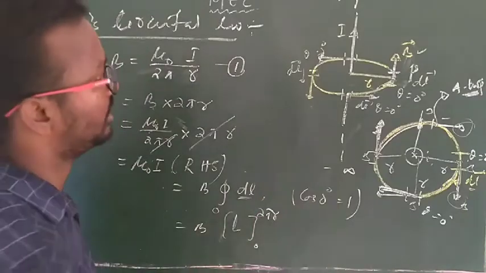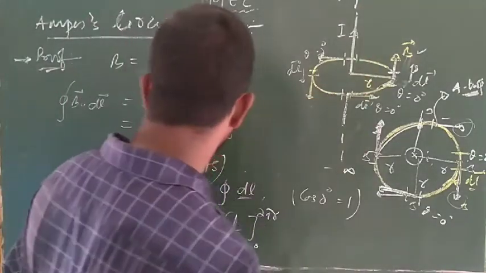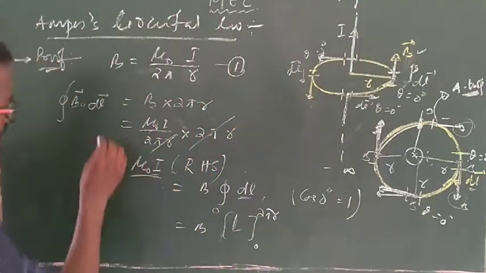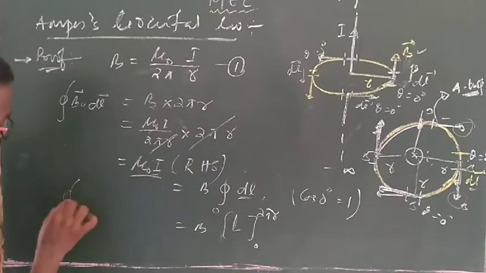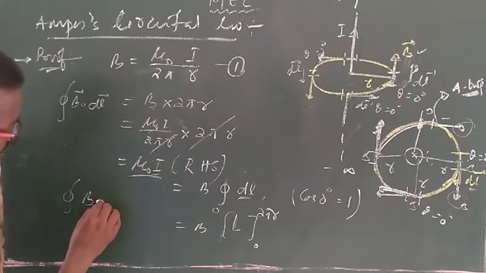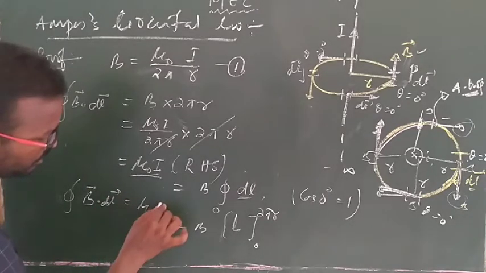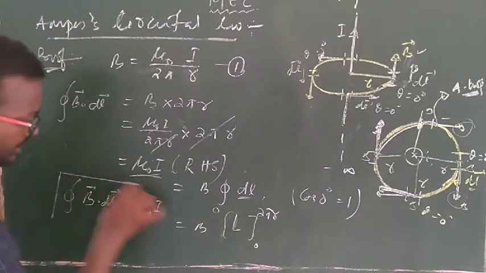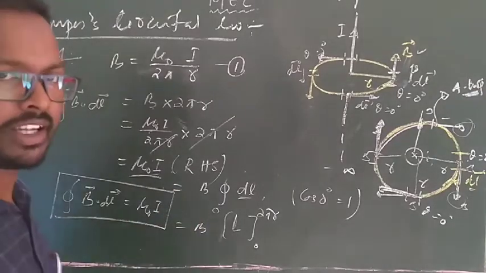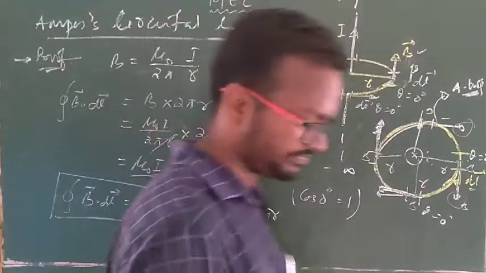Because this is the current which is inside the Amperian loop, there is only one current, with the direction of current in this way. So this is mu naught I, the RHS, which proves the Ampere circuital law, B dot DL equal to mu naught I, the mathematical formula of Ampere circuital law. Clear?